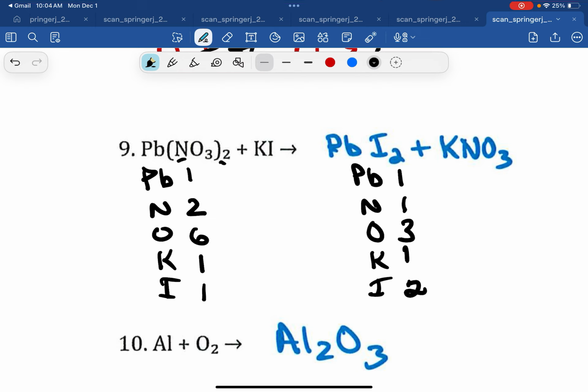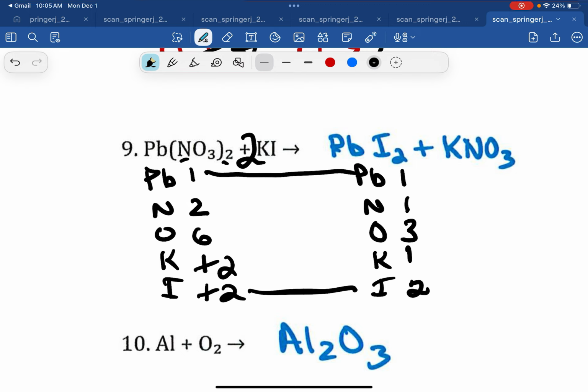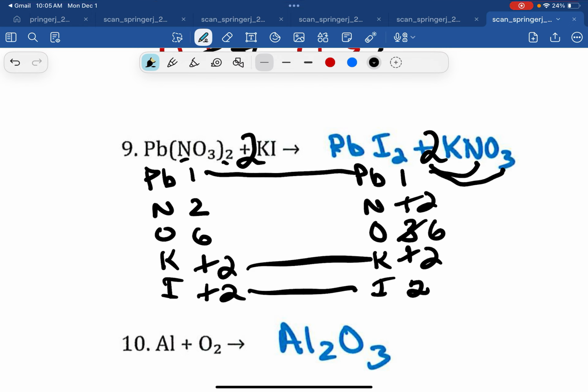Well, it looks like if I put a 2 right here, now my I is in good shape, my PB is in good shape, N is messed up, O is messed up, K is messed up. So if I got 2 Ks here, I need 2 here, I'll throw a 2 right there. That'll fix the K. But look what it does. It makes 2 N's, and 2 times 3, 6 O's. So a 2 on the K, both the K's, basically.